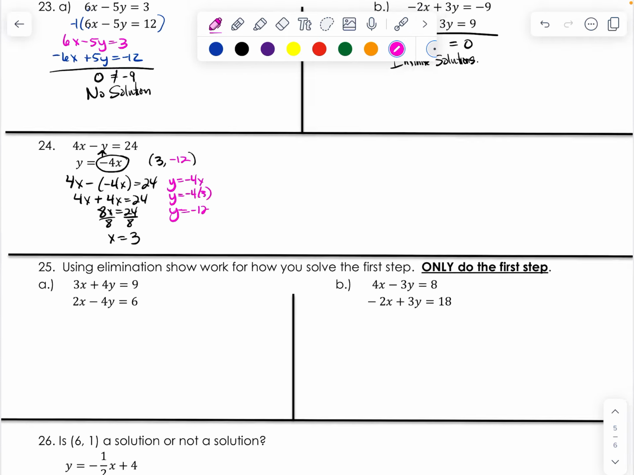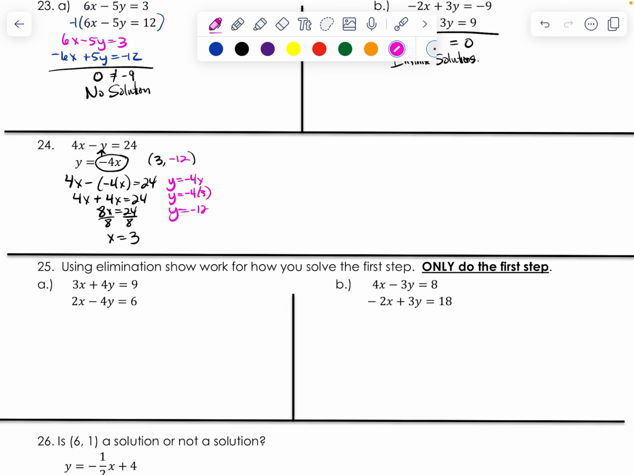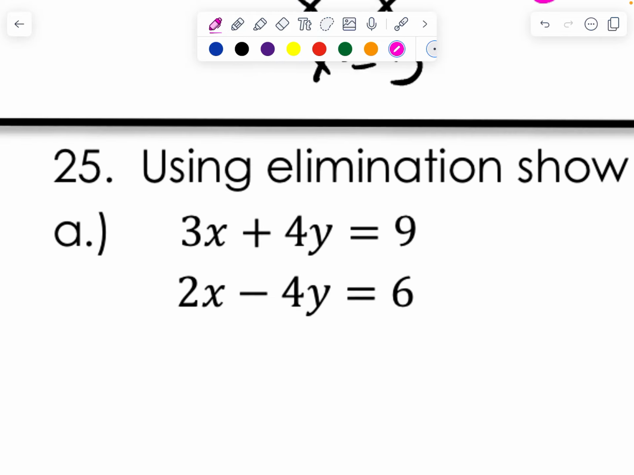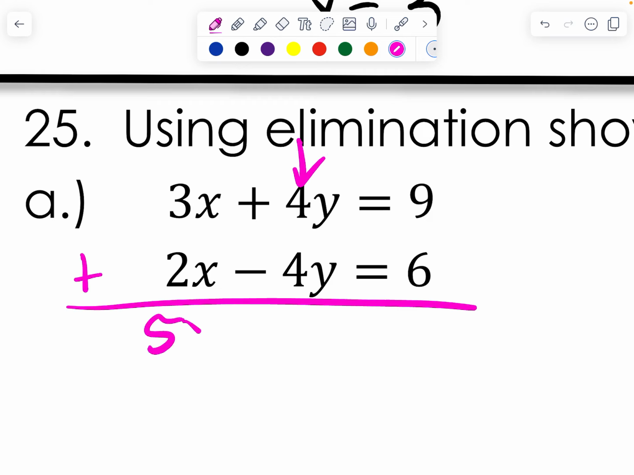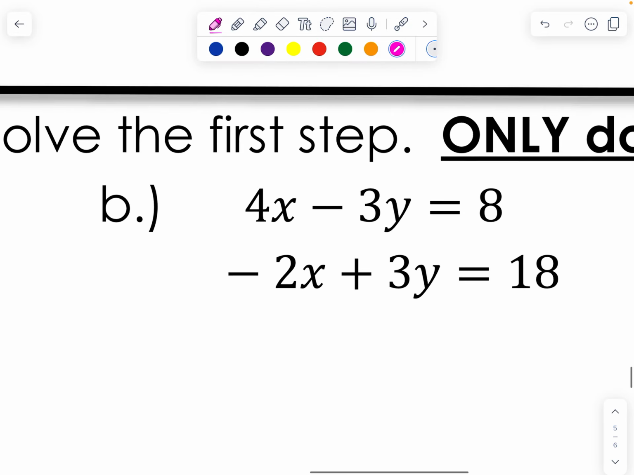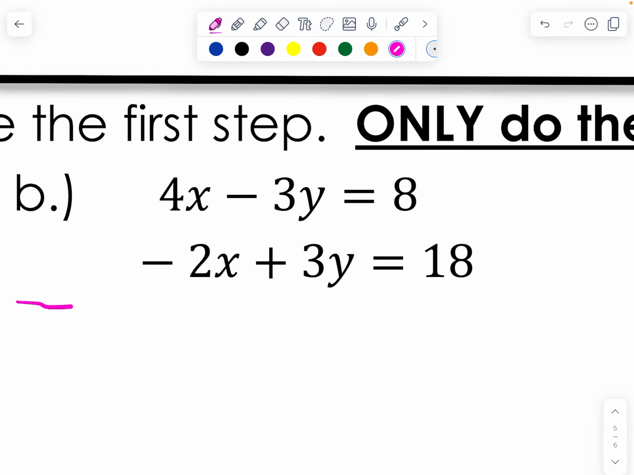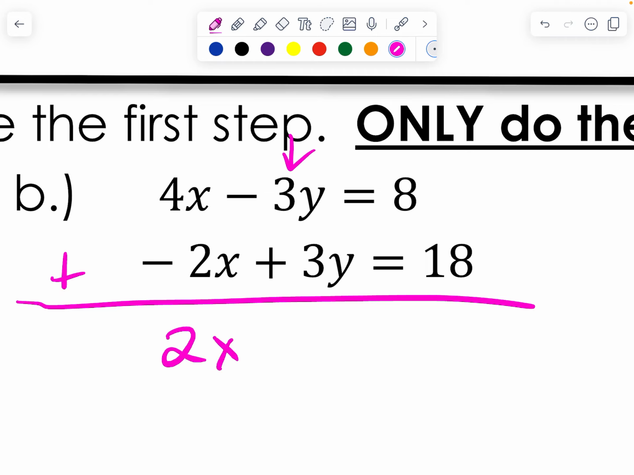Okay. Using elimination, show work on how to solve the first step. Only do the first step. So these are opposites of each other. So I would add straight down. That's all you had to do. This one, I have opposites of each other right here. So 2x equals 26.